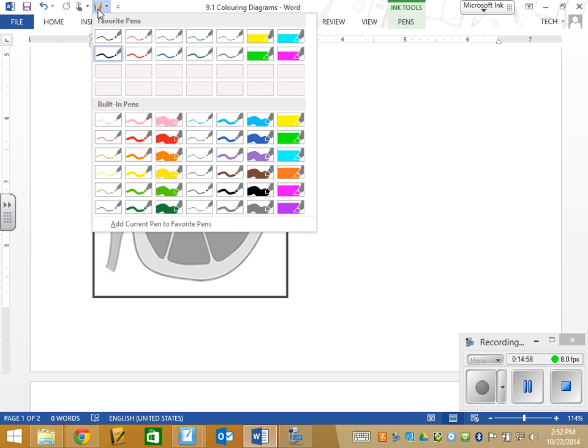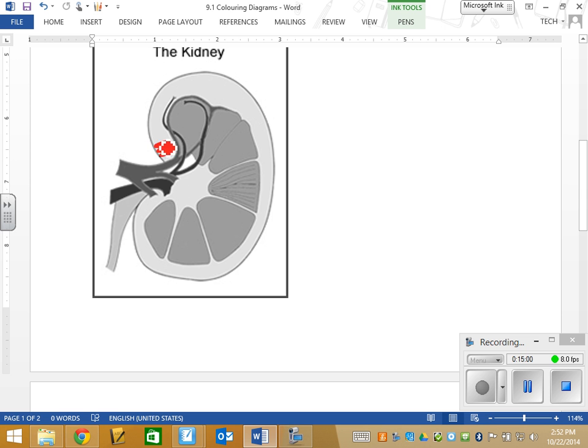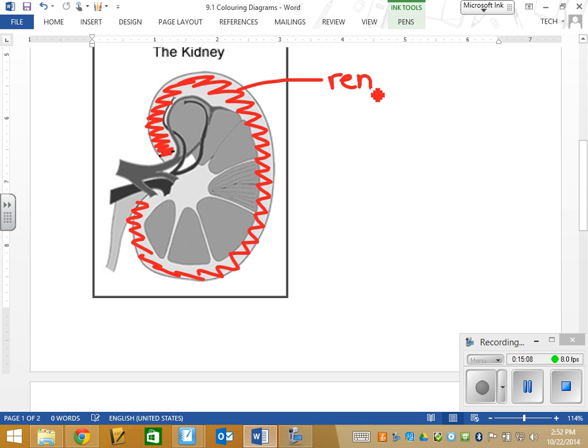The first section I will color, let's color it red, is this external section that runs all the way around the outside. That is called the renal cortex. The word cortex means bark, and so a lot of structures have a cortex around them. It's always the outside layer of tissue of any organ or structure that we're talking about.